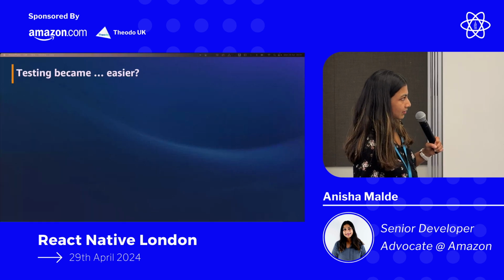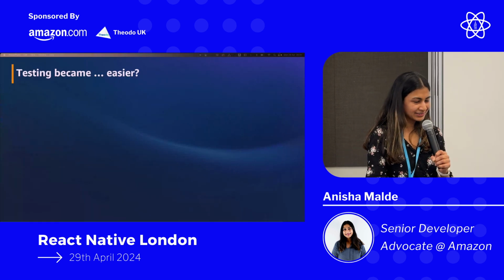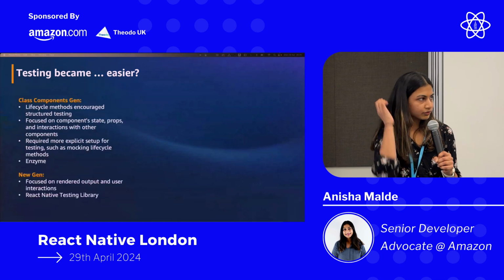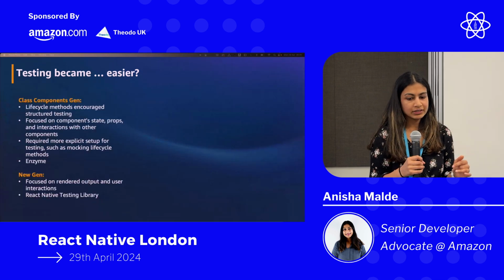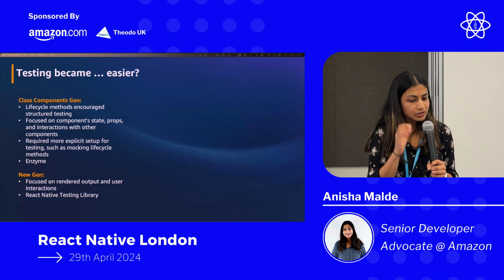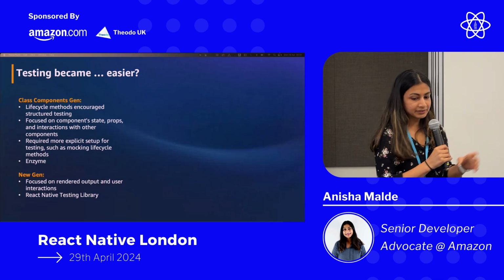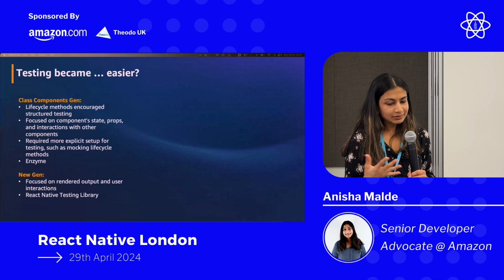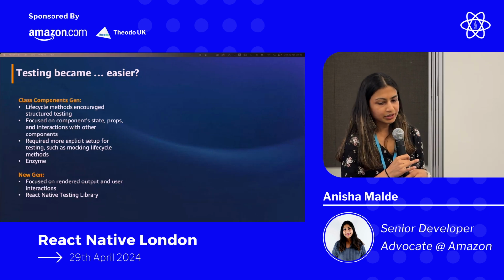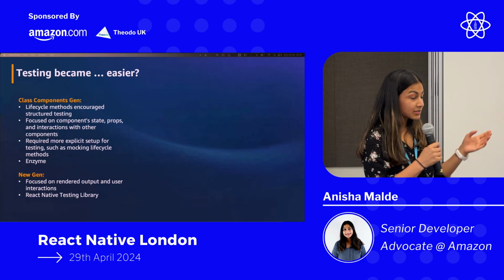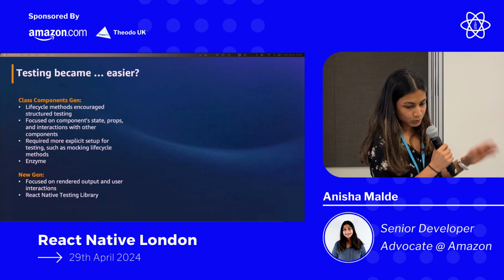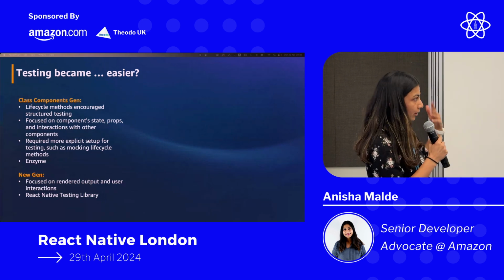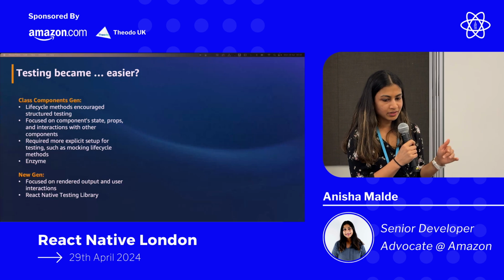And then I think, and this might be a bit opinionated, but I think testing became a bit easier. So the step-by-step nature of class components encouraged testing practices, and you had to address each component's lifecycle method separately. Sorry, class components had more explicit setup for testing as well. Like you had to mock the lifecycle methods, you had to set up the mocking of those lifecycle methods.